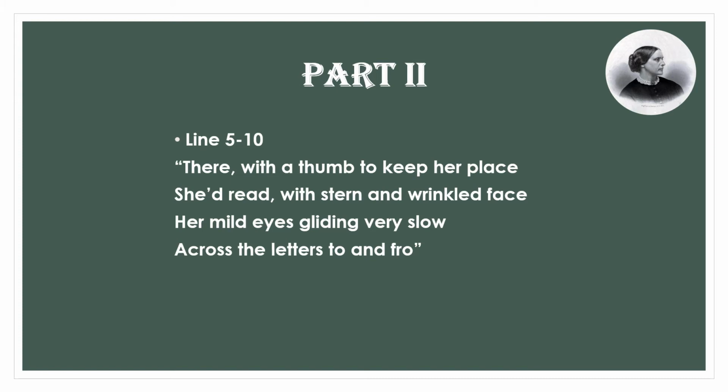From the 5th line to the 10th line, all the lines are related to the second part of the poem. According to the second part, Susan keeps her thumb on each page that she reads. She reads the book with a serious and wrinkled face. "She'd read with stern and wrinkled face, her mild eyes gliding very slow."